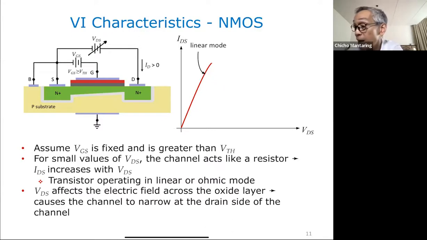IDS and ID are the same. So this IDS, that's the current from drain to source. That's equal to ID. So I already mentioned that this is going to have a slope.